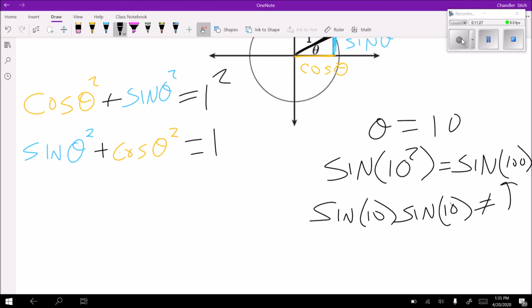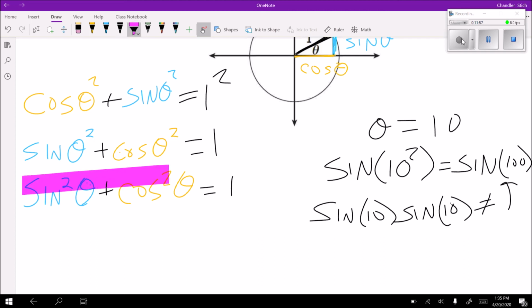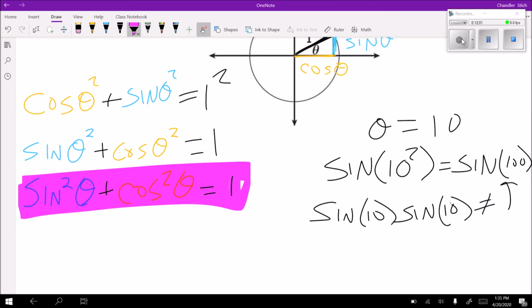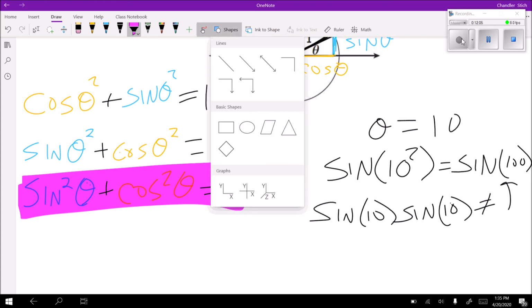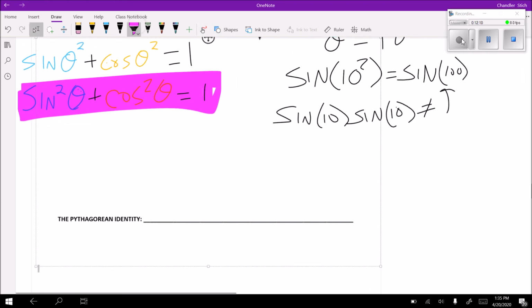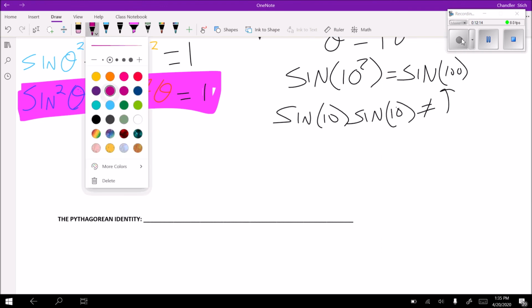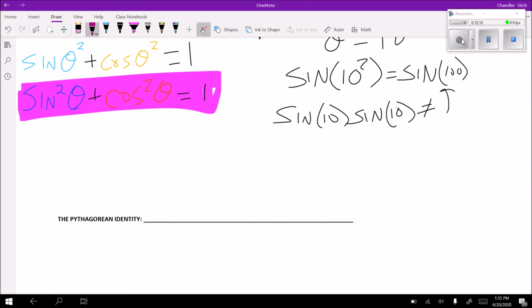So how do I denote this? And just to make it a little bit easier, what I typically will write is sine squared theta plus cosine squared theta equals 1. Okay, the squared in front of the theta is just kind of a notation thing. It makes it clean. Please write it like this. That is how you write the Pythagorean identity. Sine squared plus cosine squared is equal to 1. This is our Pythagorean identity. Sine squared theta plus cosine squared theta is equal to 1.